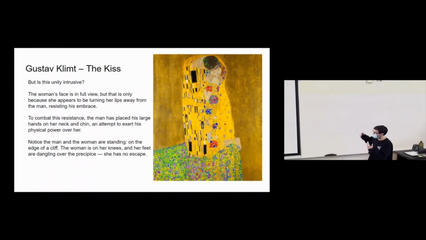And of course, to combat this resistance, the man has now placed his large hands on her neck and on her chin. And what he's doing in this moment is attempting to exert his physical power over her. She's turning her head from his kiss. She does not want it, and he's trying to correct that. He's trying to tell her, no, I am going to kiss you. The other thing to notice is where the man and the woman are standing. They are standing on the absolute edge of a cliff.